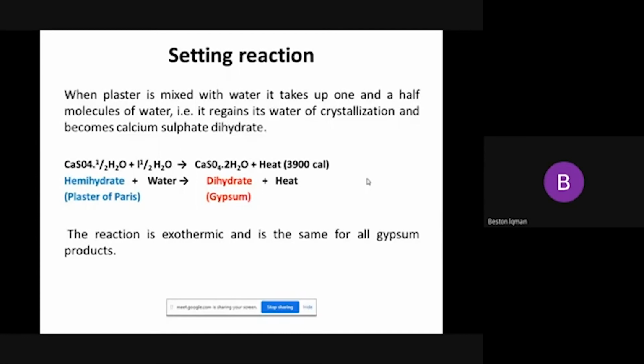The reaction of dental plaster, dental stone, all of the types, it's an exothermic reaction. Do you know what the meaning of exothermic reaction is?